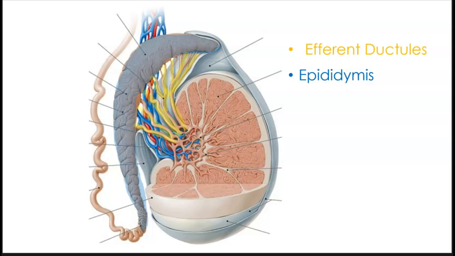So those efferent ductules, there's going to be about 10 to 15 of them. They enter the epididymal head, and then they converge to form a single duct. That duct is going to run through the body and tail, and it's referred to as the ductus epididymis. And that's going to become the vas deferens.